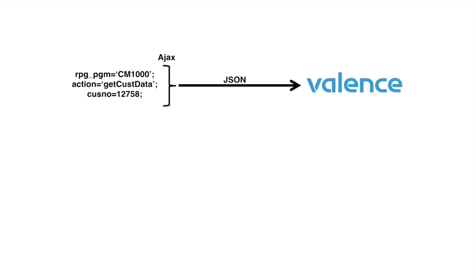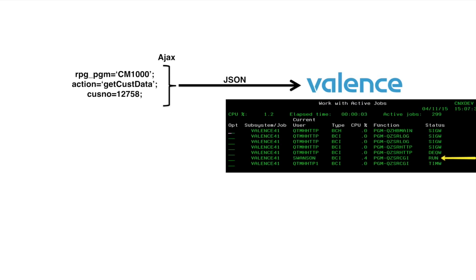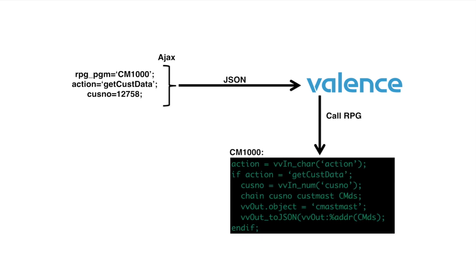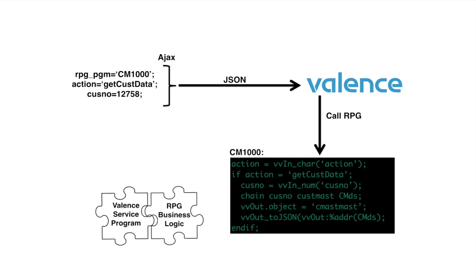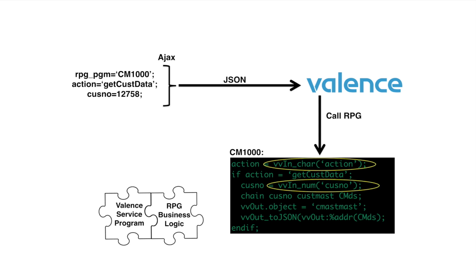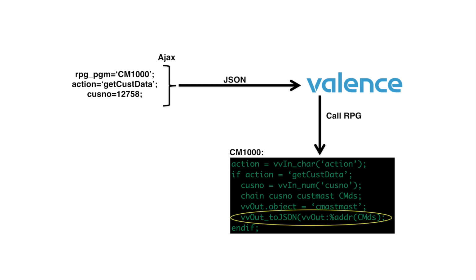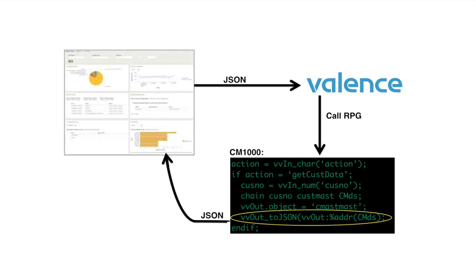Now Valence will receive that call, and if you were quick on the draw, you could probably see that running in your Apache server instance. But what Valence does is it validates that incoming data, checks the security, makes sure that the library list is set properly, overrides the job user, and then it'll ultimately call the requested program. And this is where that service program comes into play, because you'll notice we've got some procedures we can use to import data from the browser, as well as one to send data out to the browser. And the output will be converted back to JSON and then rendered in the page accordingly.